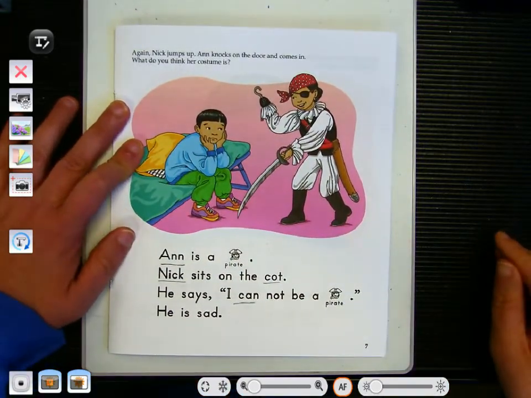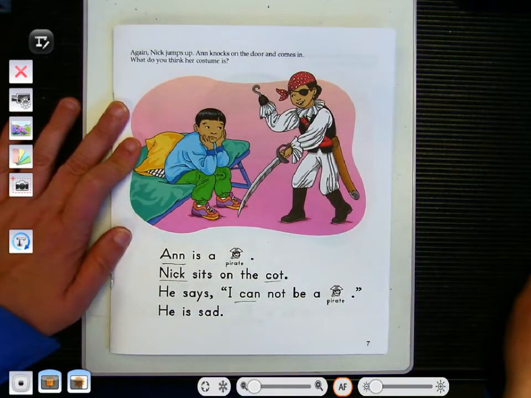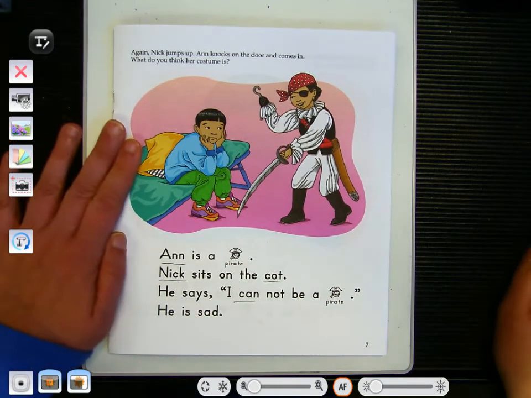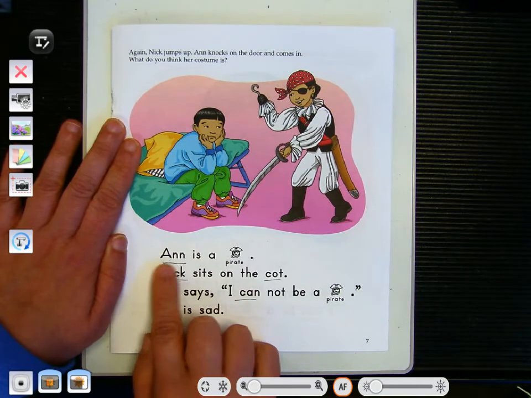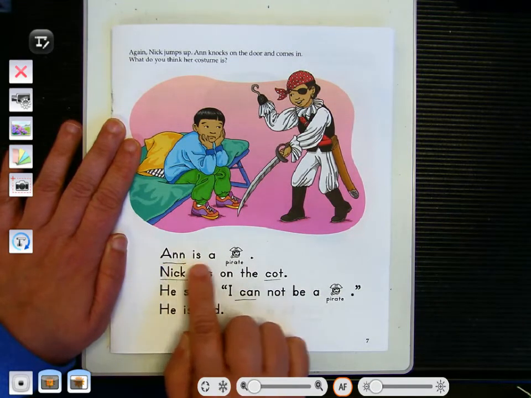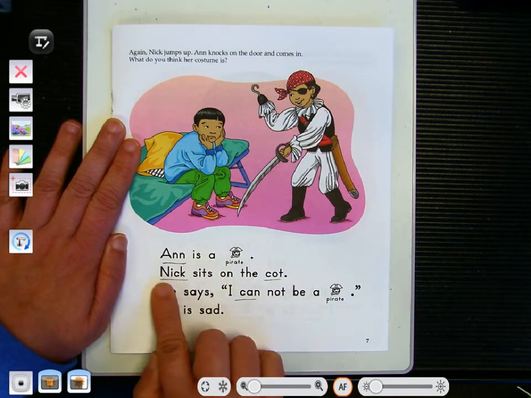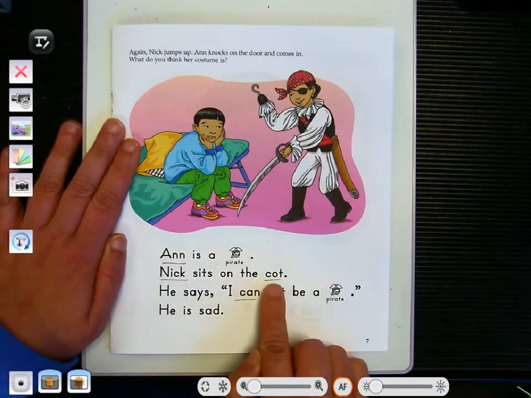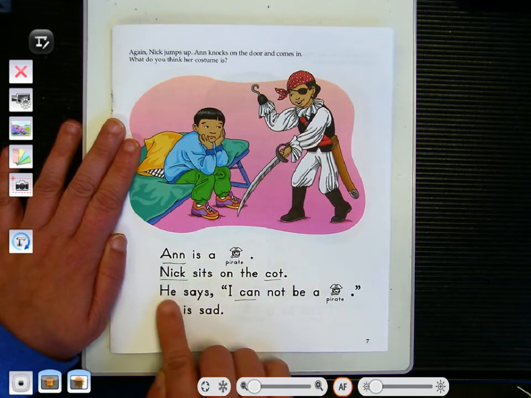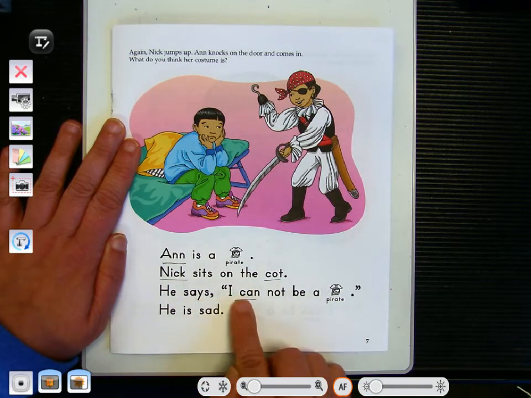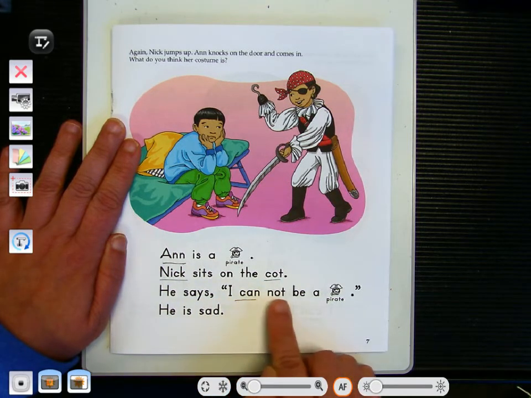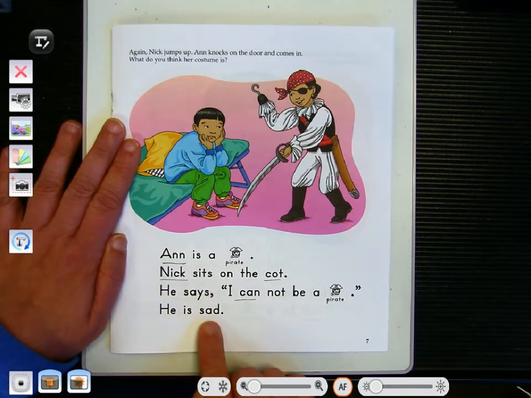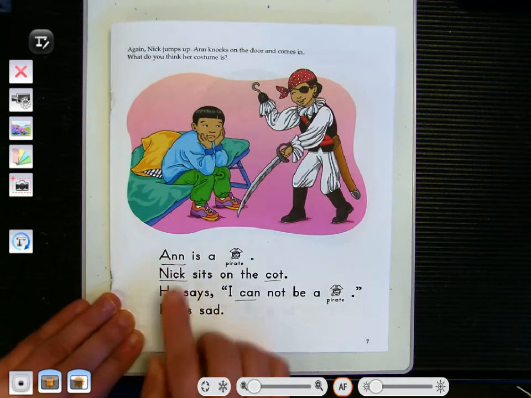Again, Nick jumps up. Anne knocks on the door and comes in. What do you think her costume is? Anne is a pirate. Nick sits on the cot. He says, I cannot be a pirate. He is sad. Your turn.